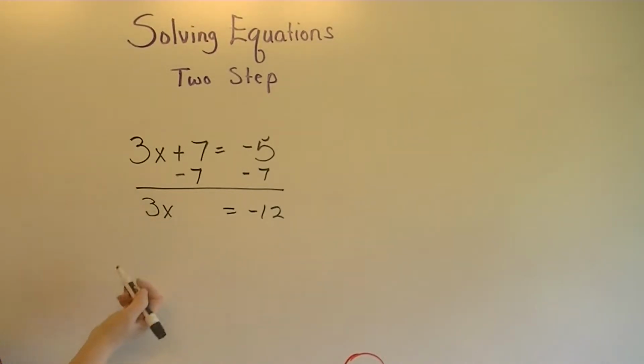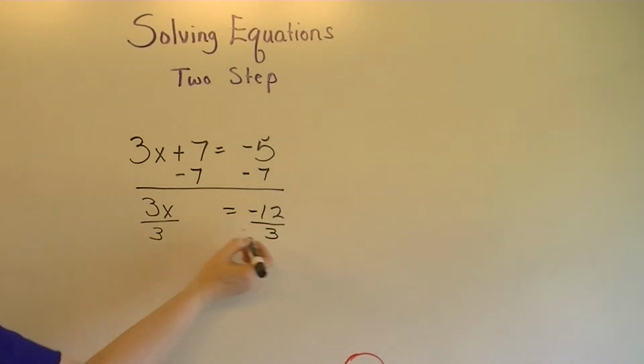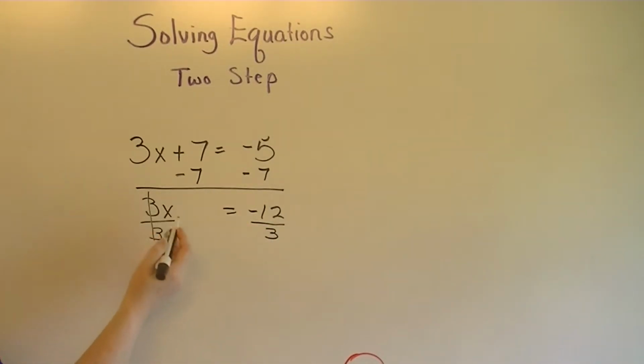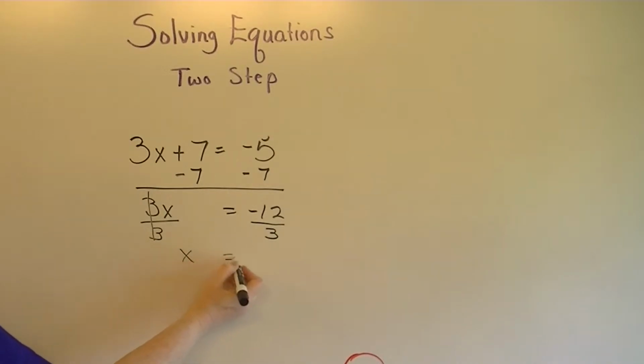So how is the 3 attached to the x? It's attached through multiplication, so I'm going to do the opposite, which is division. And I'm going to divide both sides by 3. This becomes 1, and 1 times x is x. And then negative 12 divided by 3 is negative 4.